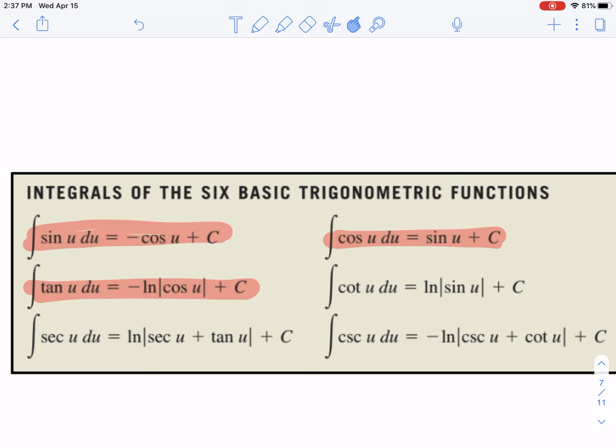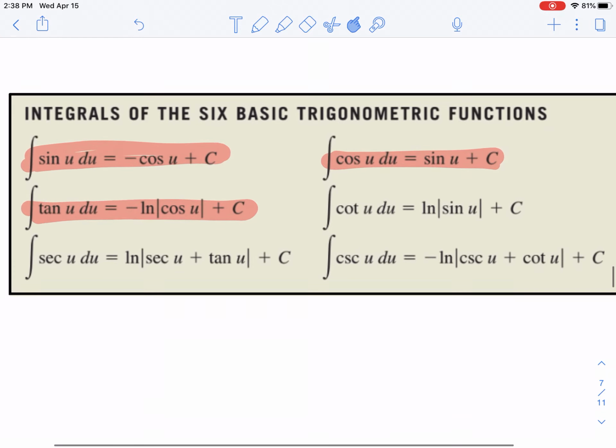Secant you would write as, that one might be a little trickier. Secant and cosecant might be a little trickier. You'd have to rewrite them. Try them if you want.